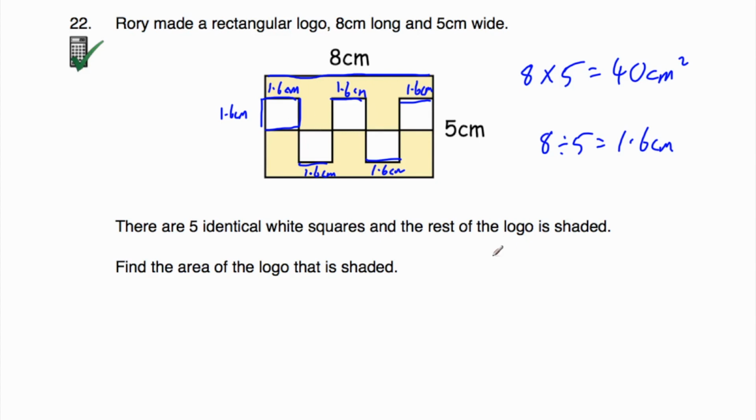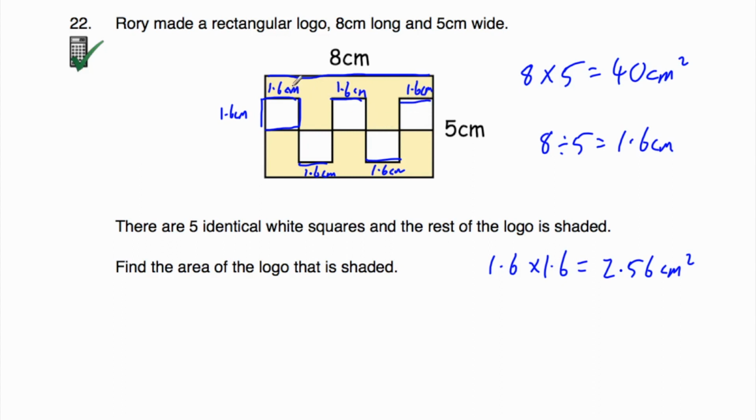So let's do that. So 1.6 multiplied by 1.6 is equal to 2.56 centimeters squared. So each square has got an area of 2.56 centimeters squared. So that's, a square's got an area of 2.56, that square's got an area of 2.56, and so on for all five squares, each 2.56 centimeters squared.